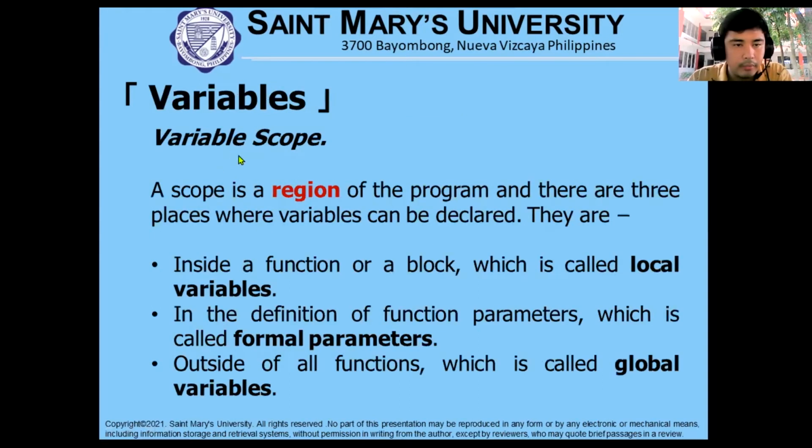Okay. So under variables, we have here the variable scope. A scope is a region of a program, and there are three places where variables can be declared. They are inside a function or a block, which are called local variables. Another one is in the definition of a function or parameters, which are called the formal parameters. And then outside of all functions, which are called the global variables.